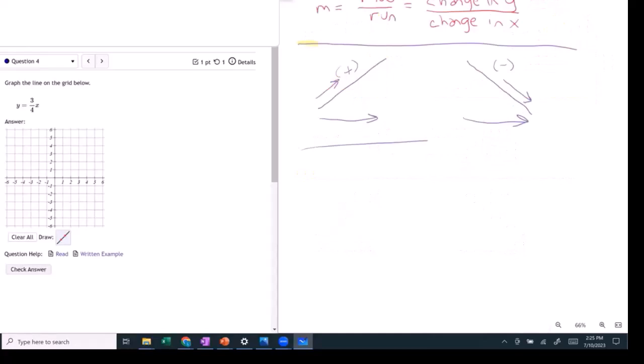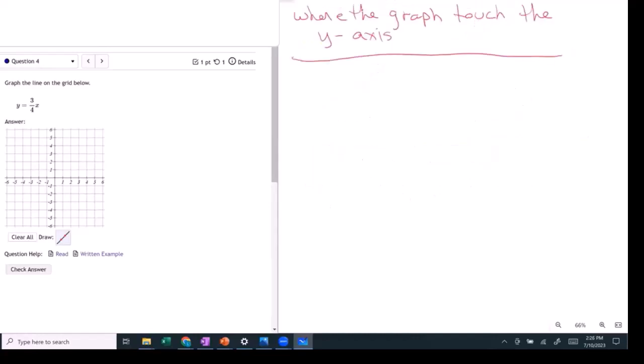Then we have the B. B means the y-intercept. The y-intercept, where it touches the y-axis. I have y equals 3/4 x plus 0. Because if everything is y equals mx plus b, then b must be 0. And here's my m. It's the number in front of the x.